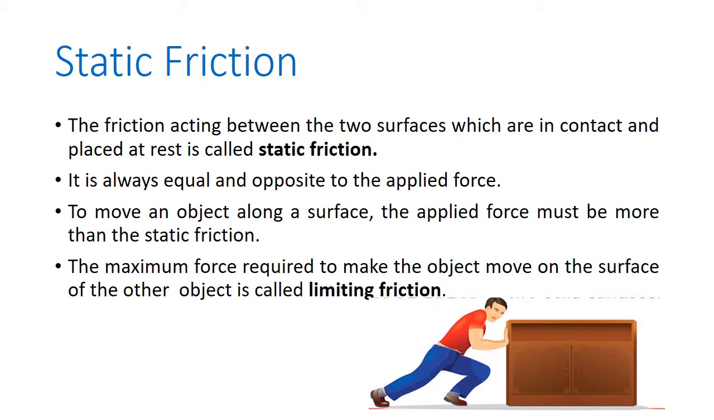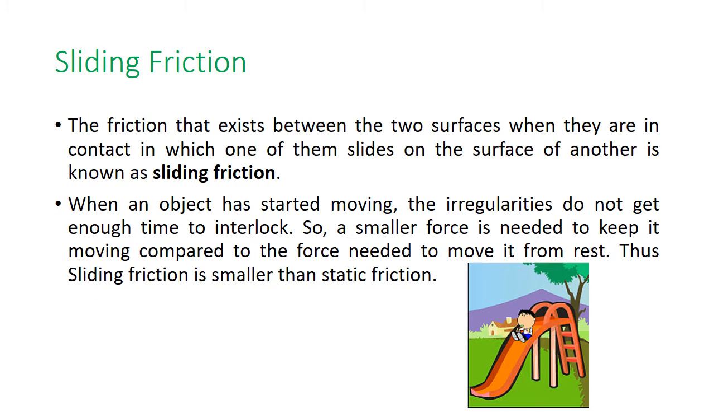When the force applied on the stationary object is gradually increased, a stage comes when the object just starts moving. The maximum force required to make the object move on the surface of another object is called limiting friction. Now the object either slides or rolls on the surface of other object. This gives rise to sliding friction or rolling friction.